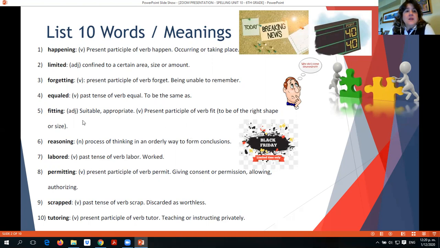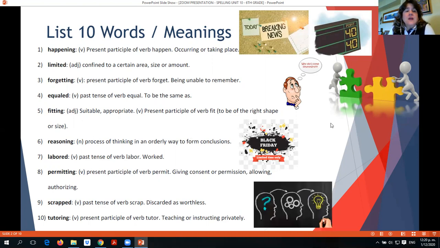Number 6, reasoning, is the process of thinking in an orderly way to get to a conclusion or an idea. For example, you have a problem in this drawing. We can see initially you have a question or a problem. You think about it and how to solve it, and suddenly you get an idea on how to solve it. So all this process is called reasoning.